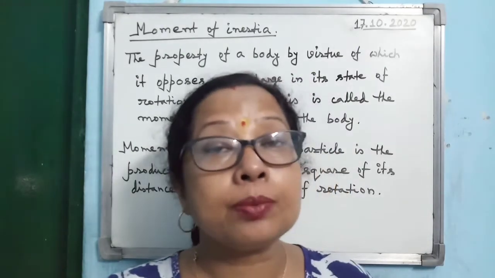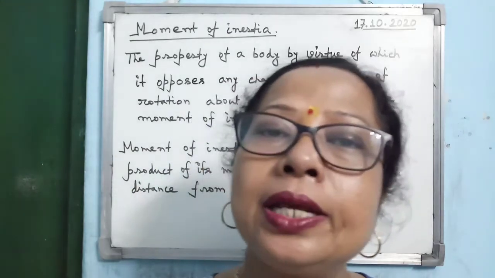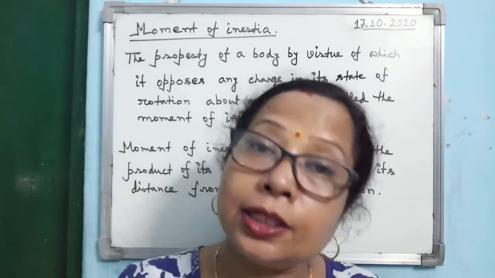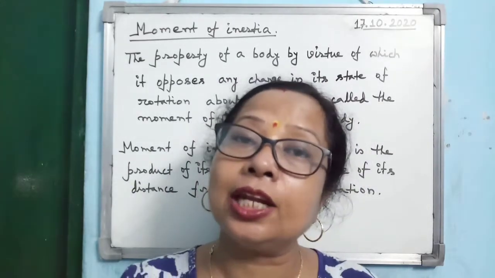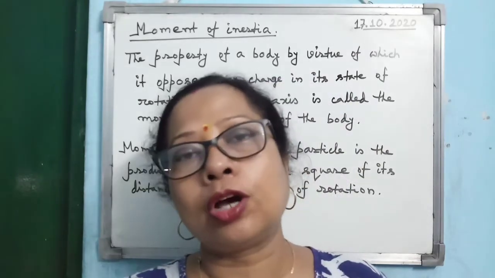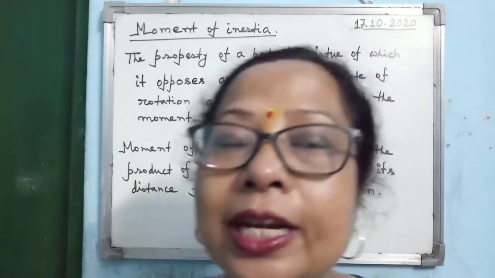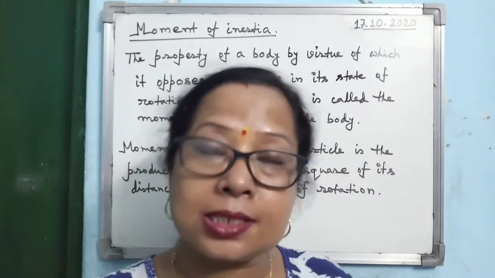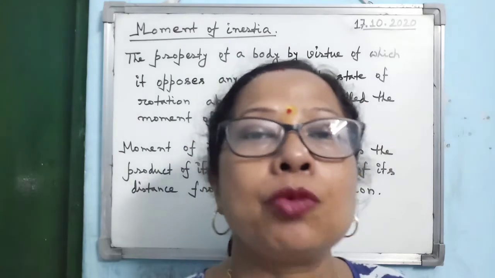Now it is the concept of moment of inertia. What is moment of inertia? The property of a body by virtue of which it opposes any change in the state of rotation about an axis is called moment of inertia. And the moment of inertia of a particle is measured by the product of mass and the square of its distance from the axis of rotation.